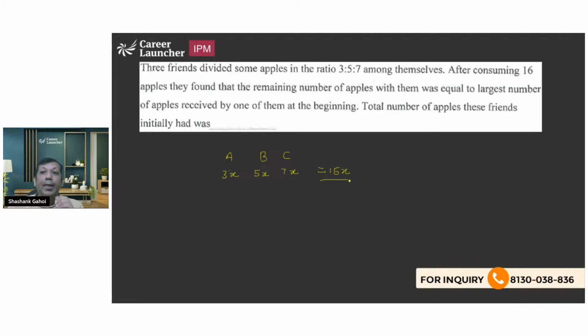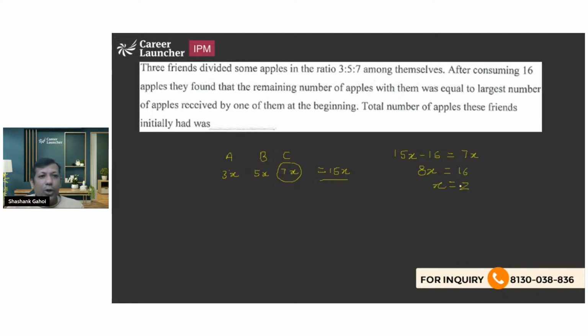That's what I have. After consuming 16 apples, इन लोगों ने 16 apple खा लिए, लेकिन ये नहीं बोल रहा किसने कितने खाए. ठीक है. It is found out that the remaining number of apples with them was equal to the largest number of apples received by one of them at the beginning. So initially, who had the largest number of apples? That is C and 7x. So out of 15x, how much you have consumed? You have consumed 16. And how many apples are remaining? That is going to be 7x. So basically, I can say 8x is equal to 16. So x comes out to be 2.